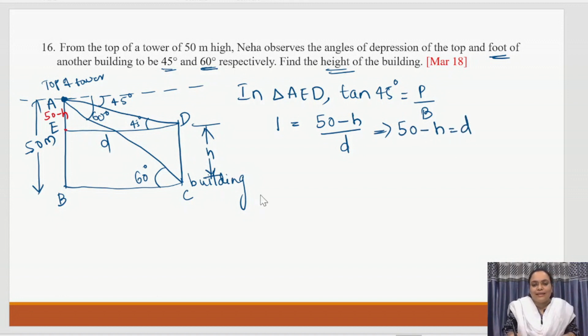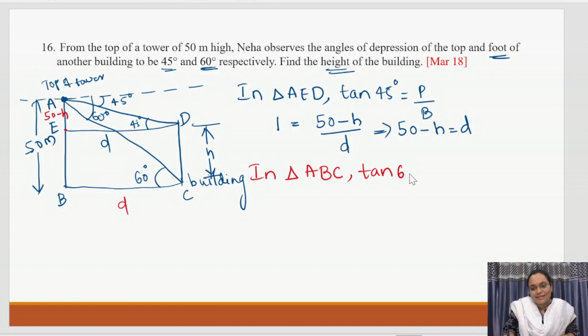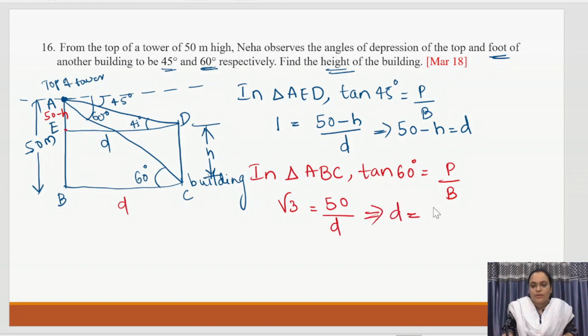Let us take triangle ABC. In triangle ABC, the side opposite the angle will be perpendicular, and let us take this as distance d. So I can take tan 60 degrees. Tan 60 is equals to perpendicular by base. What is tan 60? Tan 60 is root 3. Root 3 is equals to perpendicular, which is 50, by base, which is d. You will get d is equals to 50 by root 3.